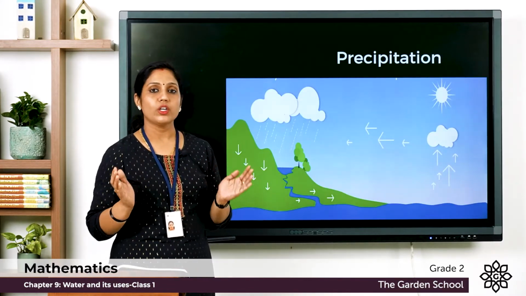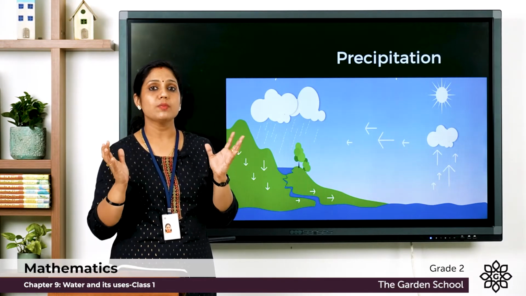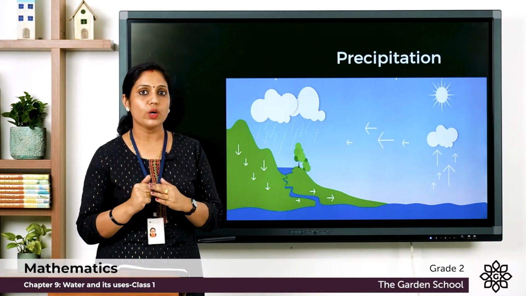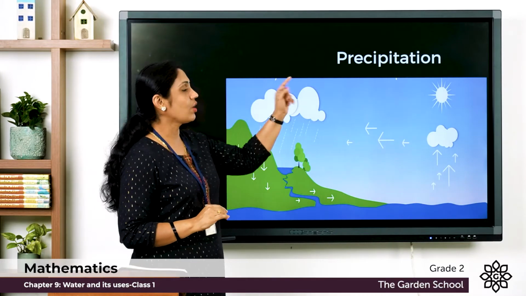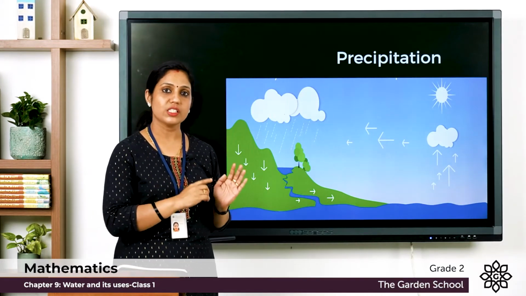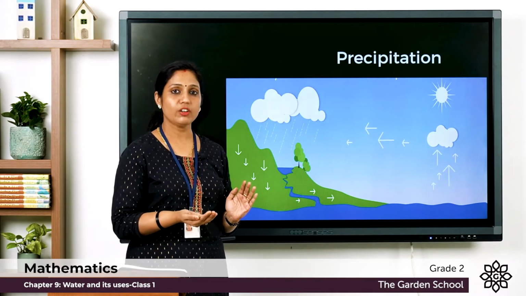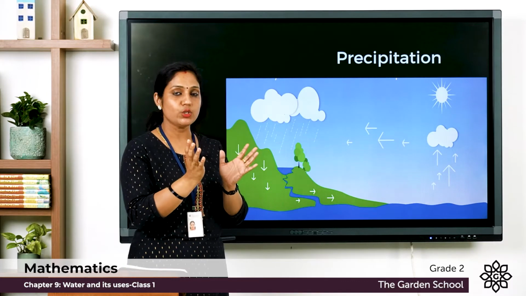And when these water droplets rise up and form clouds, they become heavy. They are not able to hold any more water. So what happens? It falls down as rain. That process is called precipitation. So first it was evaporation. In evaporation, due to the heat of the sun, the water vapor rises up and then it forms into clouds.